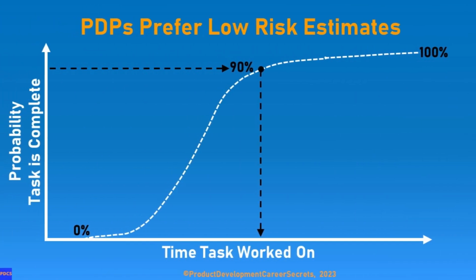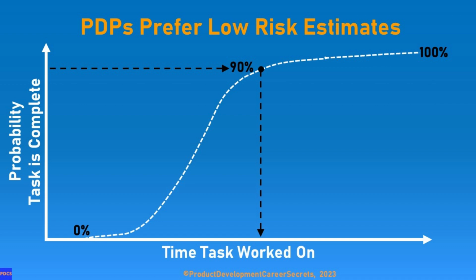The thing is, it's really hard to estimate exactly how long it will take to complete a task. And if you take longer than you estimated, you get beat up for it. Nobody's happy about that. This causes product development professionals to typically estimate the task completion time using a 90% probability of completion. They want to feel confident they will be done on time because they don't want to get beat up for being late. So that's a solution.